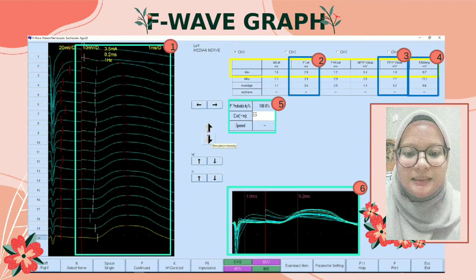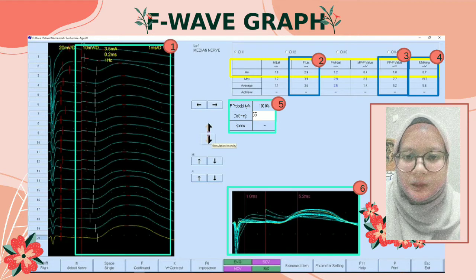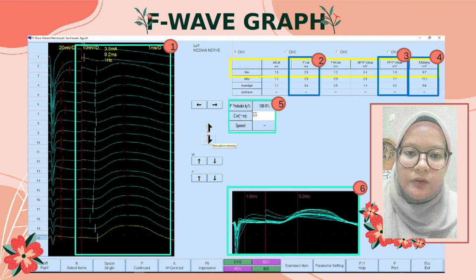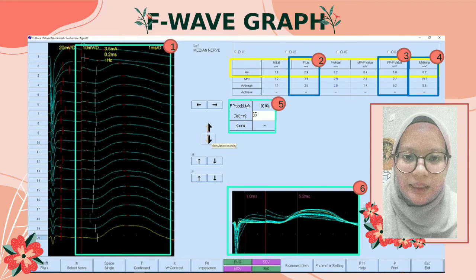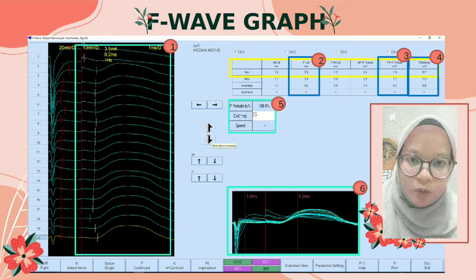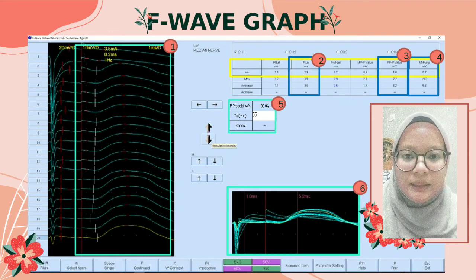The first one is the graph displayed after the red vertical line, which is the F wave graph. The second one is the value of F wave latency. Number 3 is the F wave peak to peak value. Number 4 is the F wave or M wave amplitude value. The fifth is to input the distance between the stimulation point and the recording point. From that, the conduction speed value will be calculated automatically.